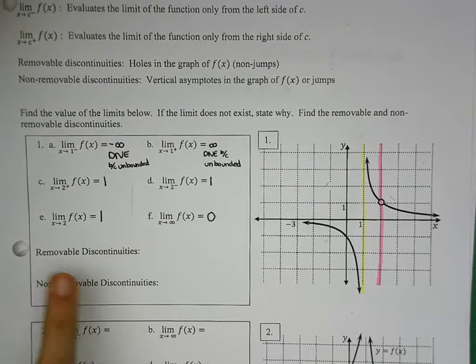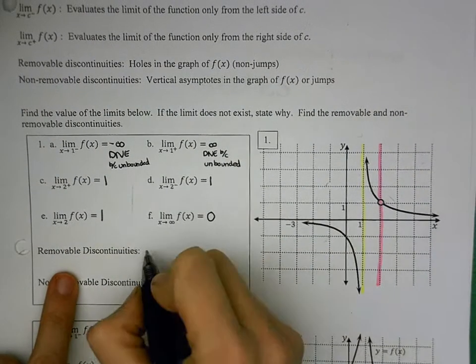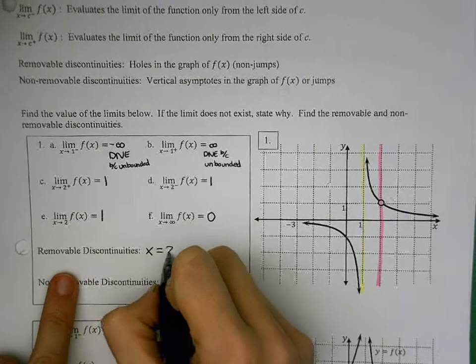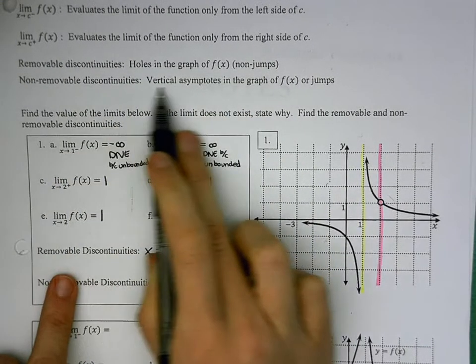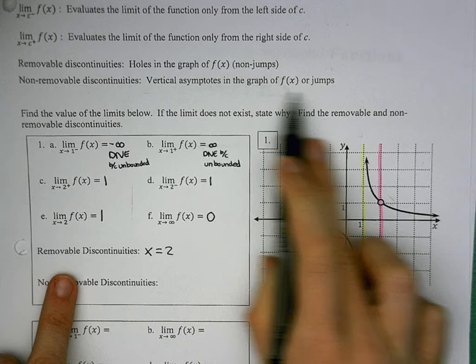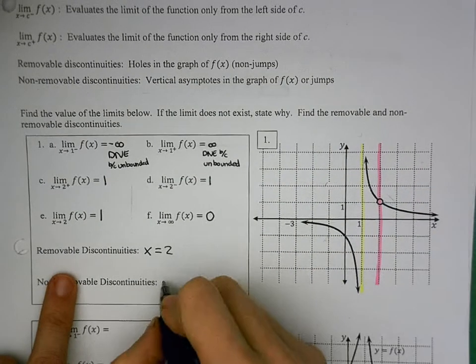Okay, removable discontinuities, those are holes. In this case, I have a removable discontinuity at x equals 2. We talked about removable discontinuities up here. Non-removable discontinuities are my vertical asymptotes, or my jump. In this case, I have one vertical asymptote. It is at x equals 1.